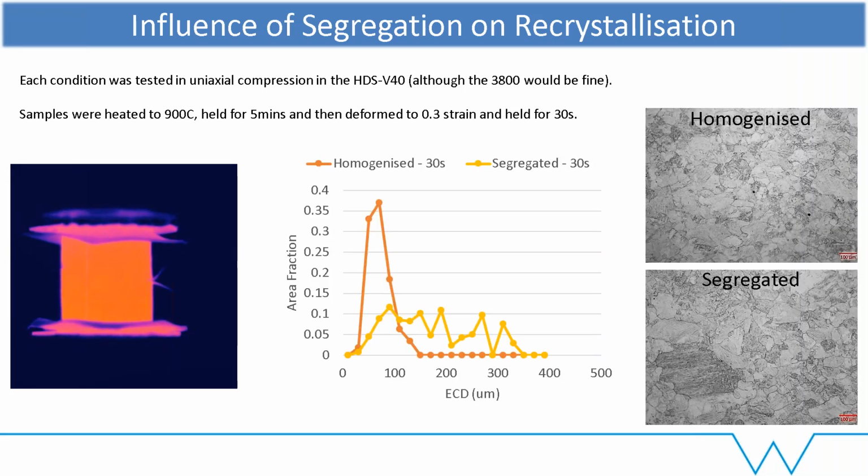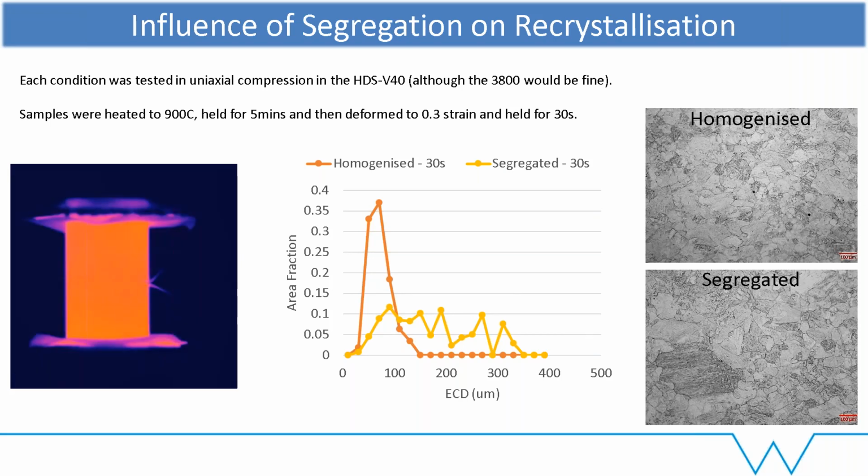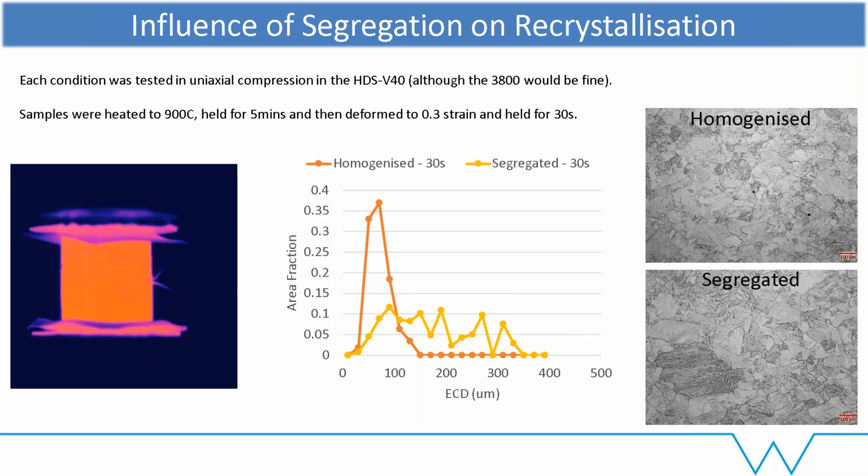As you can see here, if we do a 30-second hold after deformation, we've got very different microstructures. The homogenized sample has a very unimodal microstructure. It looks to be fully recrystallized. Whereas in the segregated sample, we've got these really stubborn large grains. You can see from the grain size distribution there, it's not even.